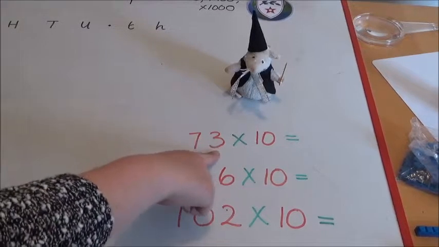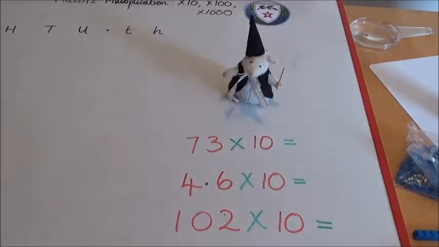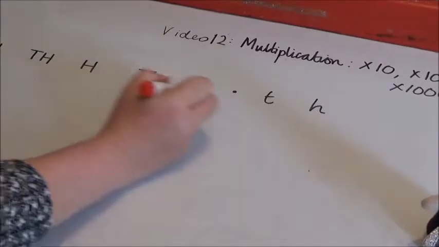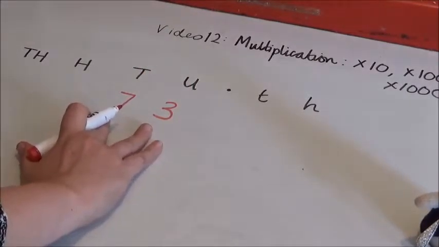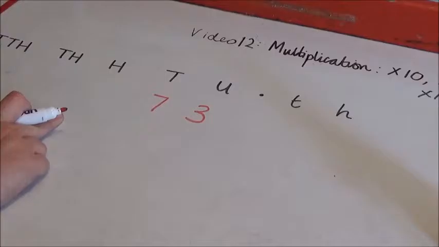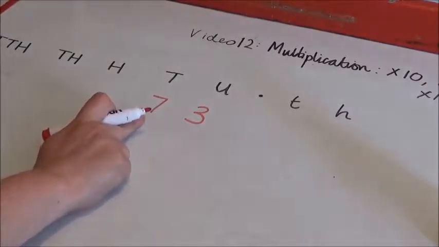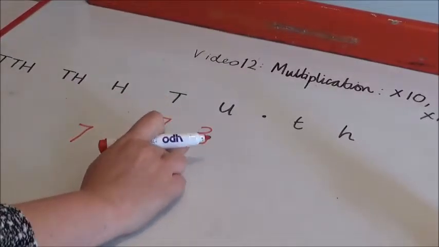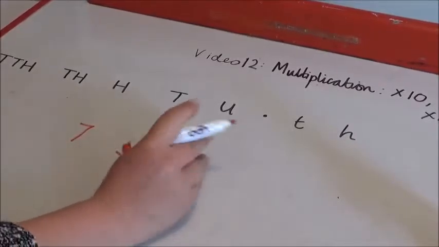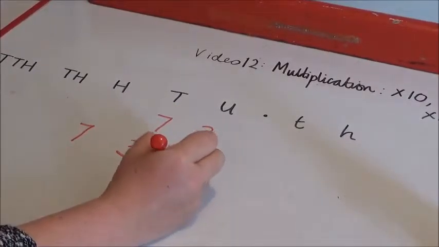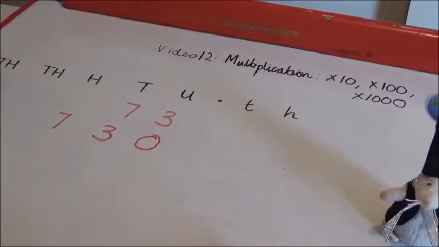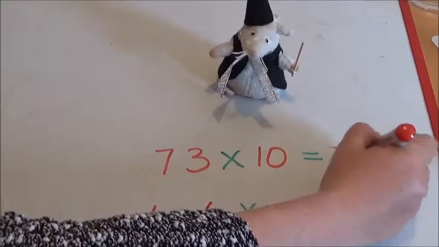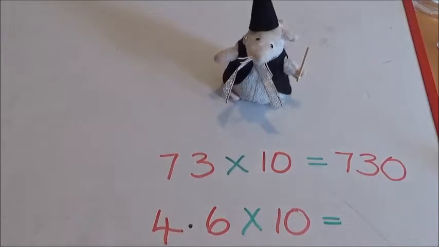Okay, so we've got 73 times 10. We're going to make it 10 times bigger. Come over to our place value positions. I'm going to put 73 here. When I'm timesing by 10, I'm going to move it up one place value position, making the tens 10 times bigger. So the 7 tens is going to go to the hundreds, the 3 units are going to go into the tens, and there's no tenths, so I'm going to put a 0 in my units. 73 times by 10 is the same as 730.